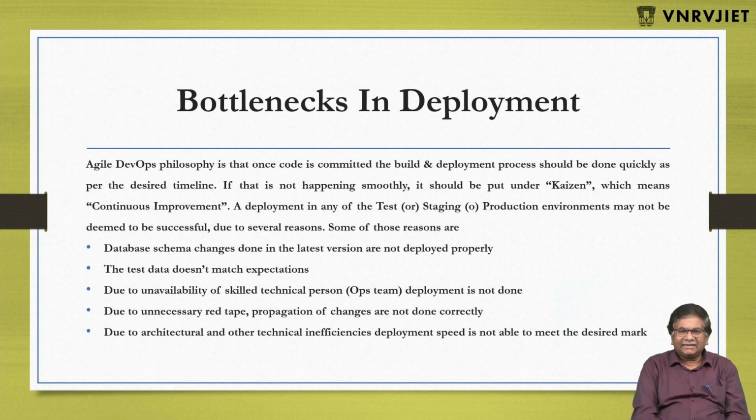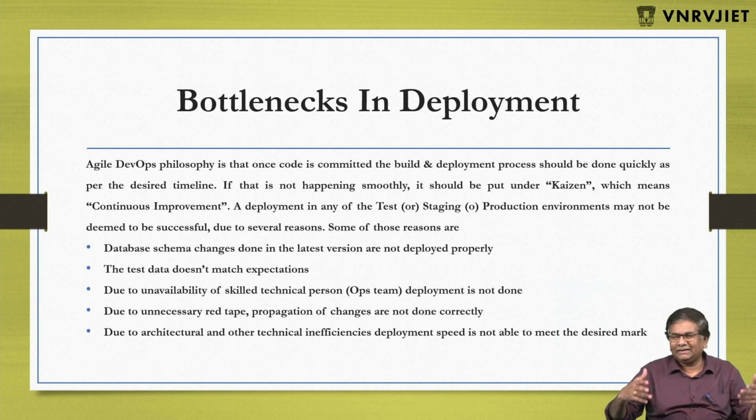Now, the last thing for this unit 1: there are certain challenges faced by the deployment, this continuous deployment process. So what are those challenges? Agile DevOps philosophy is that once code is committed, the build deployment process should be done quickly as per the desired timeline. So let's say once the code is checked in, within 1 hour, the build has to be ready for production. Let's say that we put that condition.